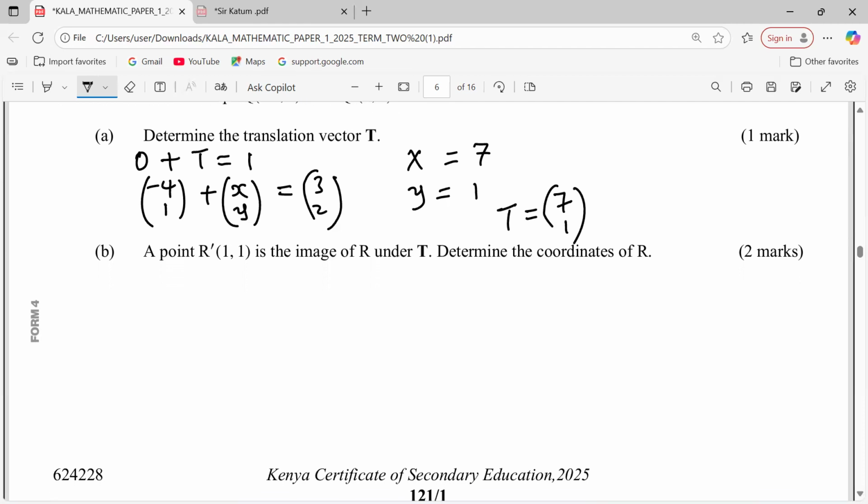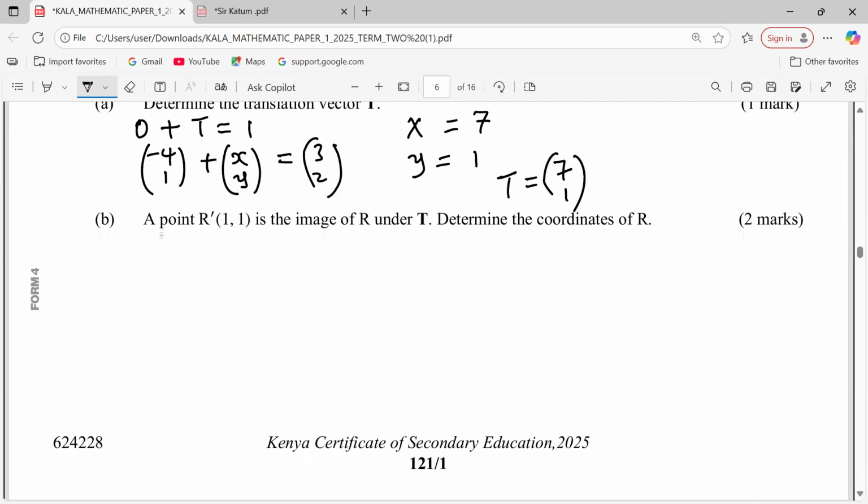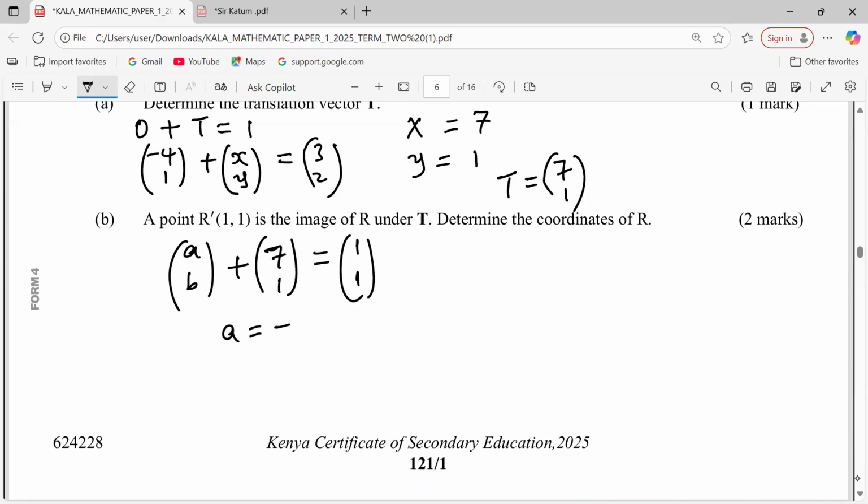Looking at part B, a point R prime is the image of R under T, the same translation vector. Determine the coordinates of R. So the coordinates of R, when we add the translation vector 7, 1, we're supposed to get R transformed. Therefore, to remain with R, we subtract 7 from the other side.